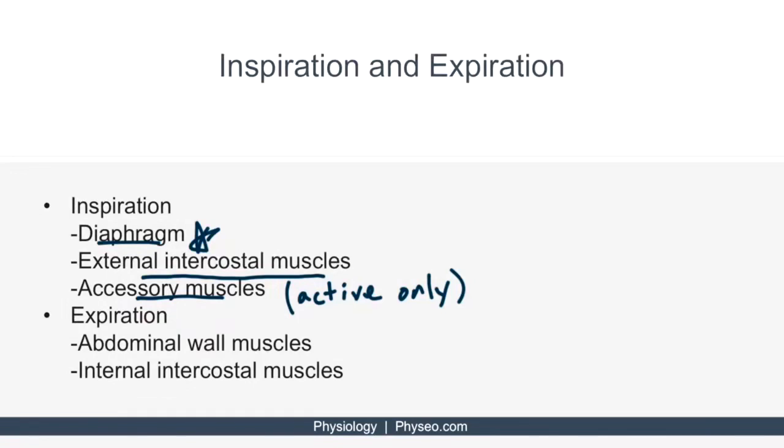Expiration is normally passive because the lungs naturally tend to collapse, but expiration can be increased when the muscles of the abdominal wall and the internal intercostal muscles contract. Let's draw out what I've just described on the next slide.